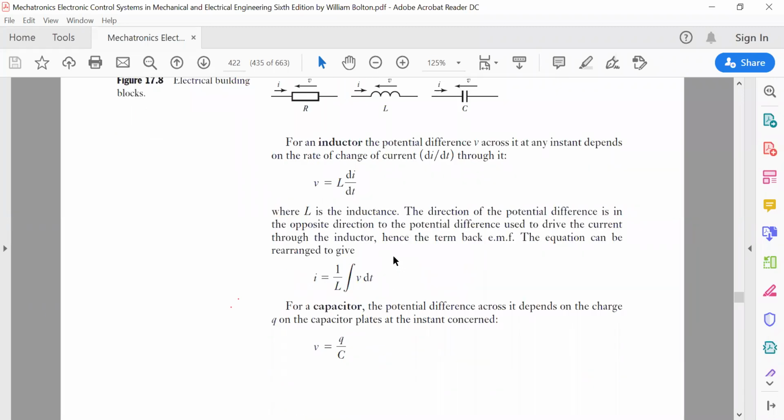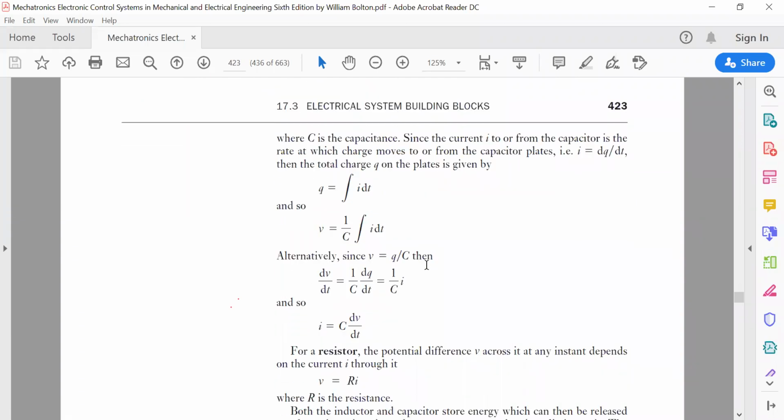Now, the next element would be the capacitor. The potential difference across it depends upon the charge on the capacitor plates at the instant. You must be remembering that V is equal to Q by C, I hope you remember from your 10+2 class, where C is the capacitance. Since the current I to or from the capacitor is the rate at which the charge moves to or from the capacitor plates, I is nothing but the rate of flow of charge, so it is equal to dq by dt. Then the total charge Q on the plates would be integration of I times dt. And so by replacing the Q in the previous equation, which was V is equal to Q by C, we have replaced Q with the integration of I with dt. We have got the potential difference formula as 1 by C integration of I times dt.